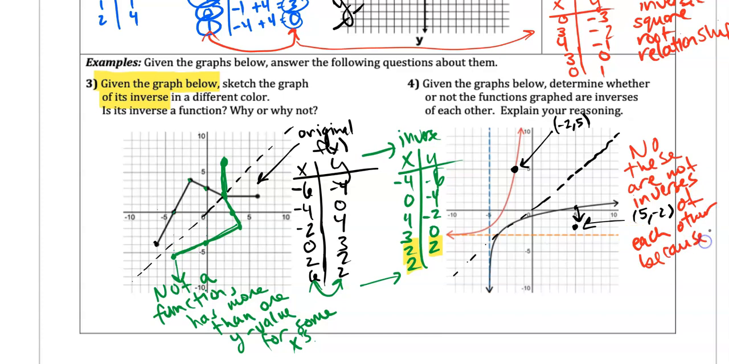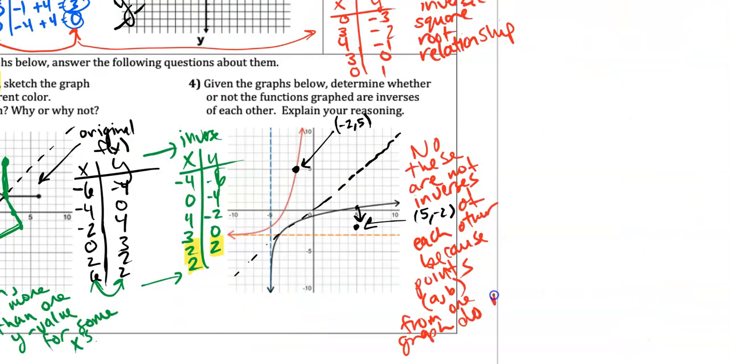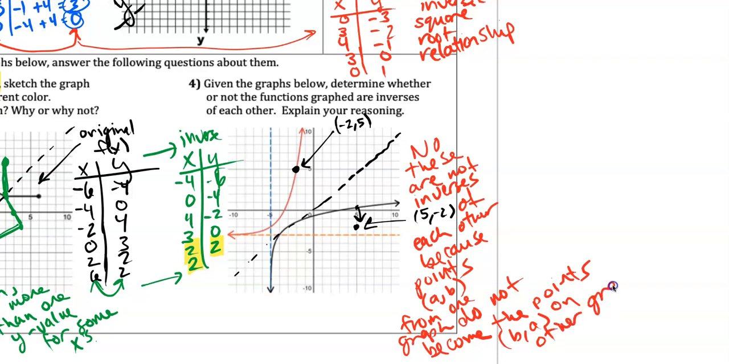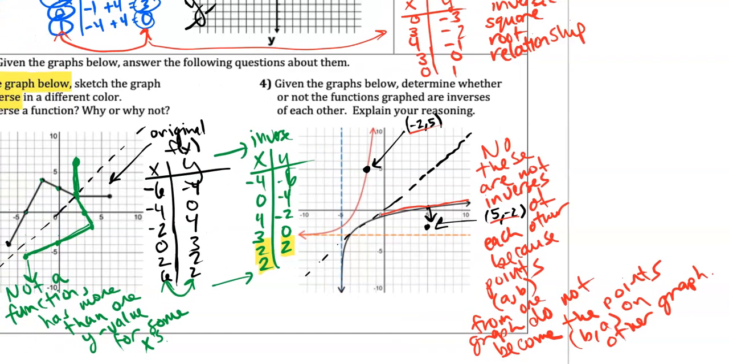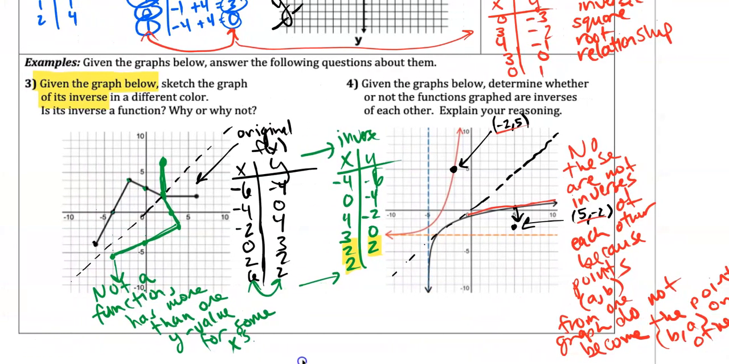Just to put it shortly, the points (a, b) from one graph do not become the points (b, a) on the other graph. They don't have that relationship where the points on this graph are just reversed ordered pairs from this graph. It's not really reflected symmetrically across the line y equals x. So the answer here is no, they are not.